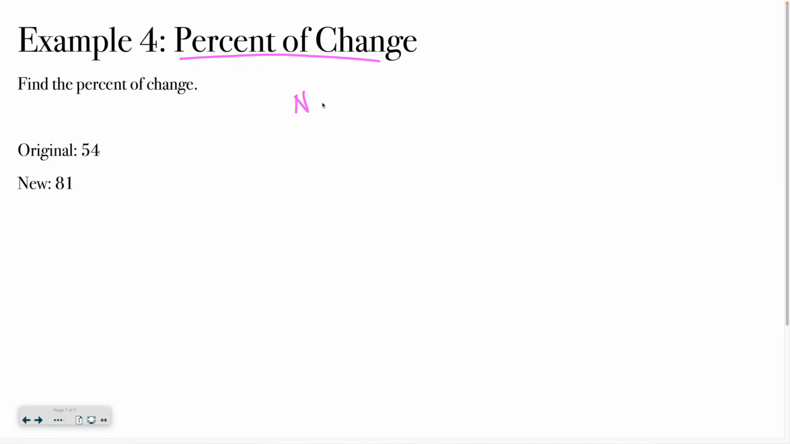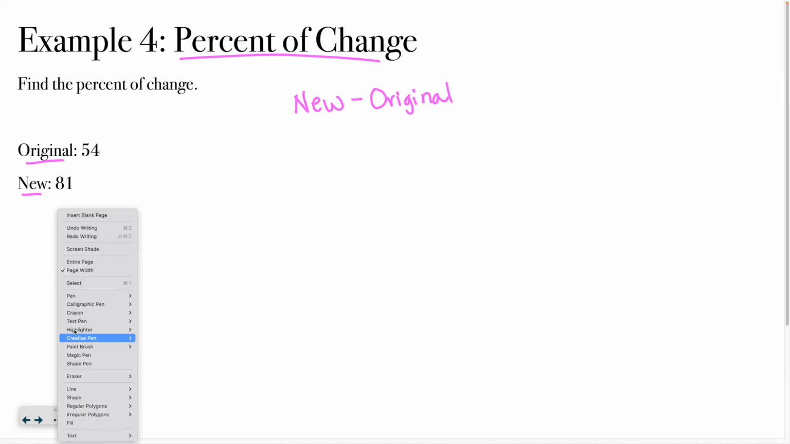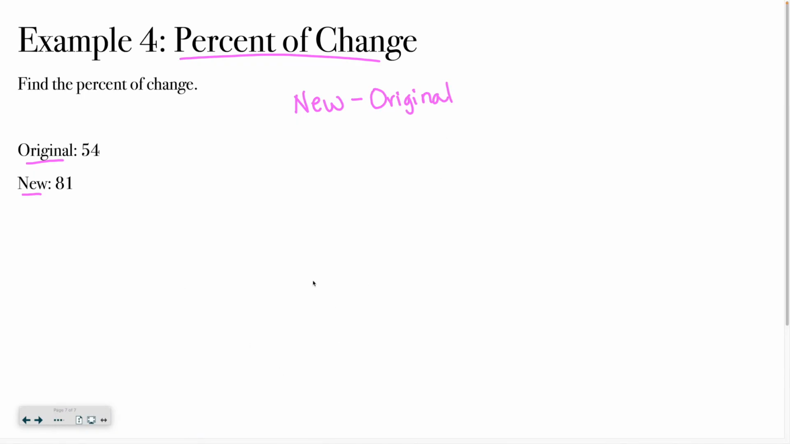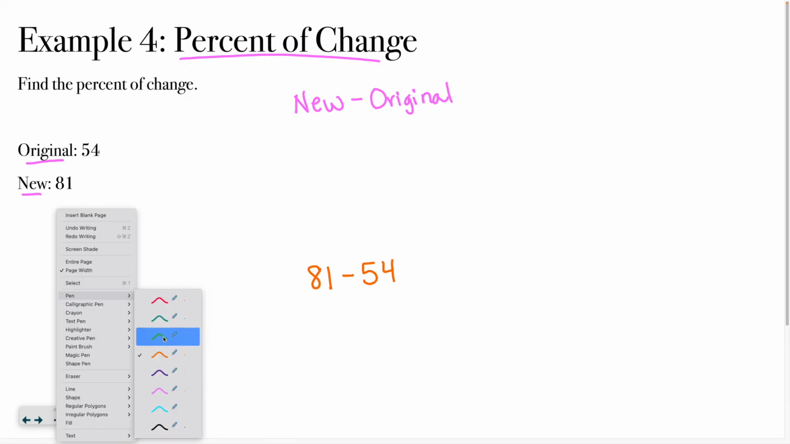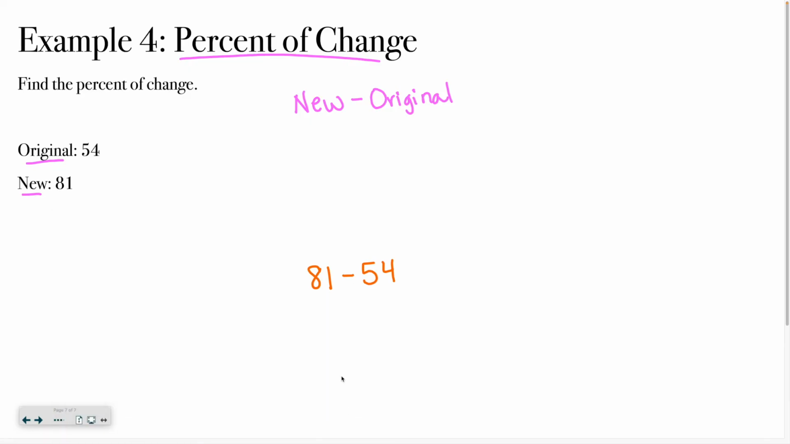Okay, so for this formula, you start out by taking your new number. You can see I have two numbers listed here. I have a new number and an original number. So what you do is you say new minus original. Okay, and I'm going to write that out in a different color down here. So new minus original, so 81 minus 54. And if I were to actually simplify that, 81 minus 54 is 27.